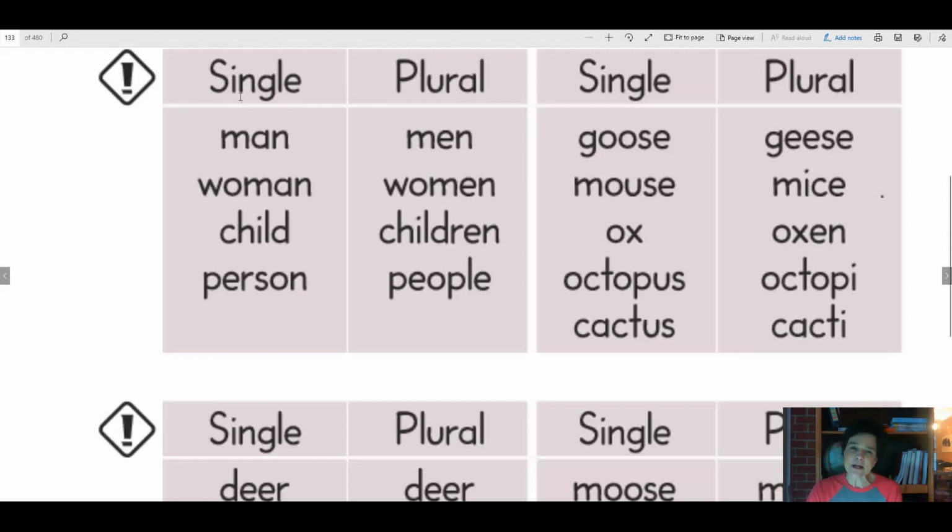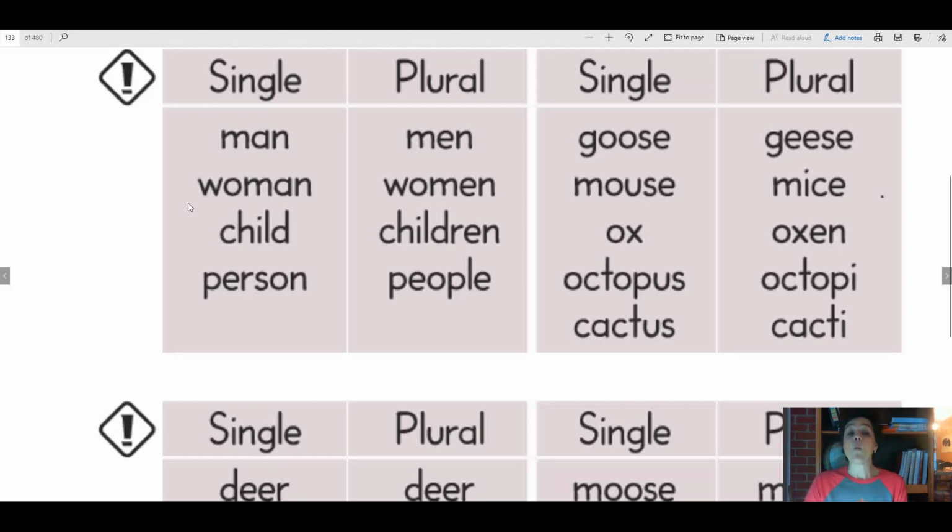You see where it says single? Remember we talked about the word singular? Well, that means one. So man is one. One man. But what if there's more than one? How do you say that? Men. See, the plural would be men. It means more than one. One man, many men. See, it doesn't follow the rule. You don't put an S or an ES on it. You have to change the word.